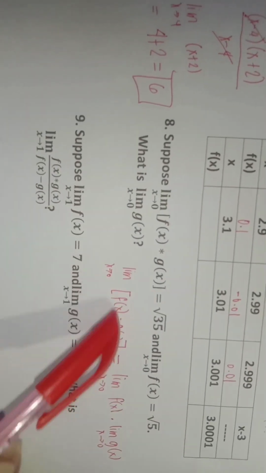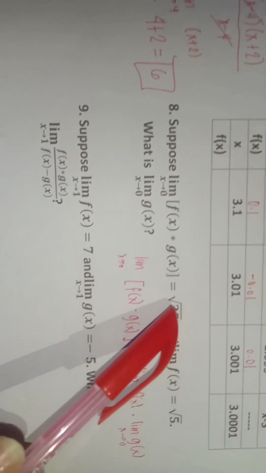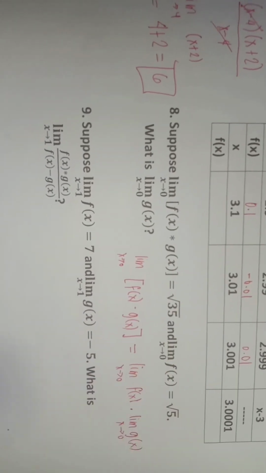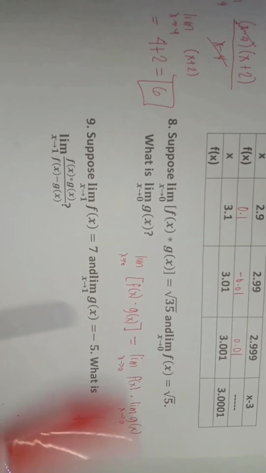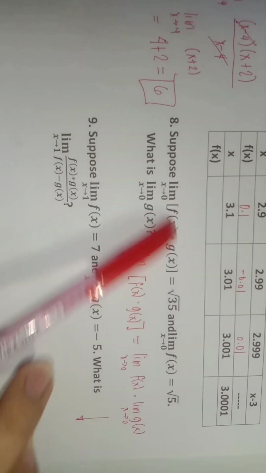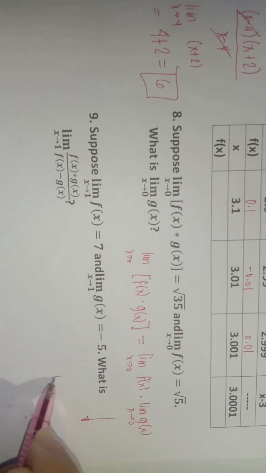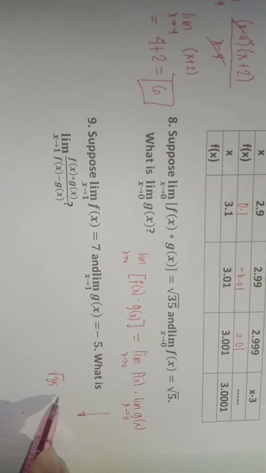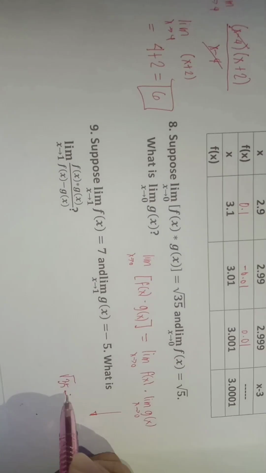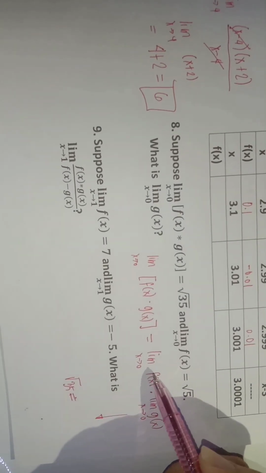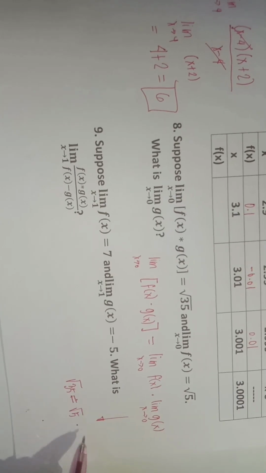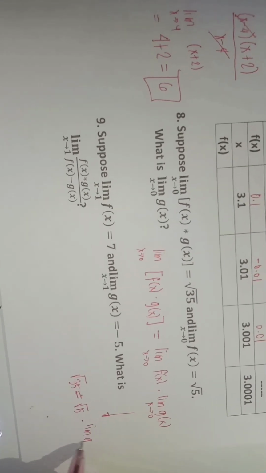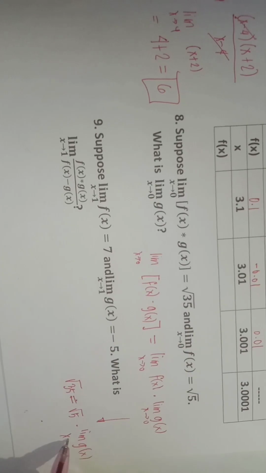Ito, the limit of g of x as x approaches 0. Since given na yung limit nito, which is equal to square root of 35, and the limit of this, which is equal to square root of 5. So dito natin ilalagay, substitute. The value of this based on the given is equal to square root of 35, is equal to yung limit of f of x naman as x approaches 0, which is square root of 5, then multiply by the limit of g of x as x approaches 0. Kasi ito yung hinahanap natin.